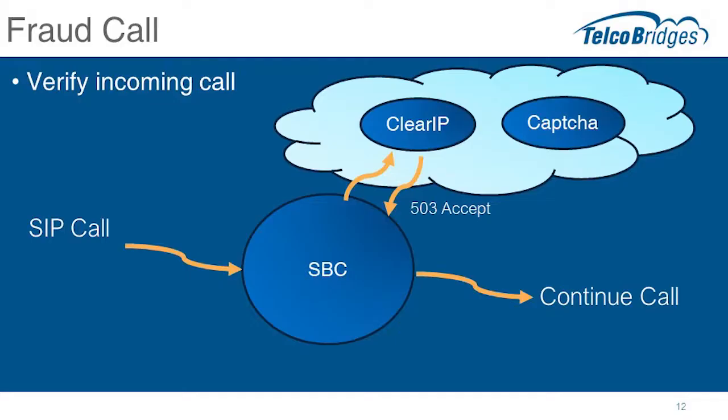So this is the fraudulent call configuration. What we have is an incoming SIP call, and the SBC can apply some rules, but let's say the basic rule is verify all calls. For each of the calls that come in, we can send it out to an external server. This is a cloud instance that ClearIP is using, from a company called TransNexus. We send the call to this ClearIP, and then they return us a reason cause.